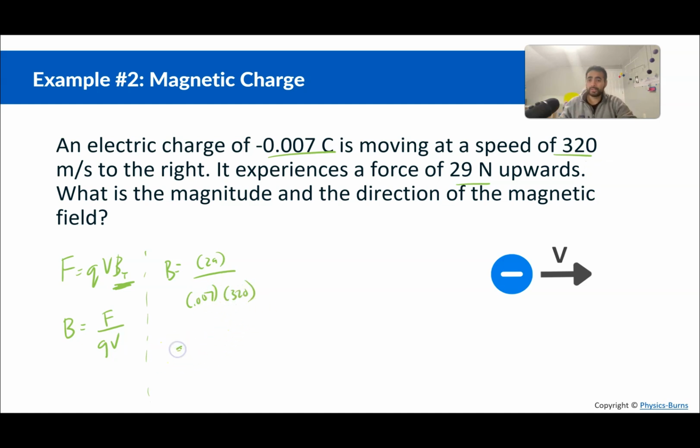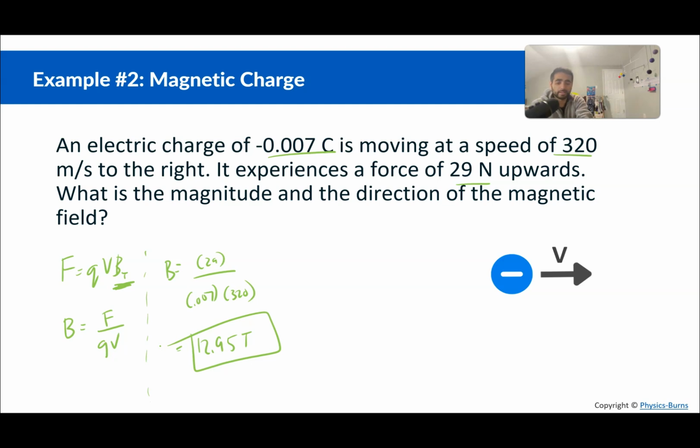Okay, so let's calculate this. 29 divided by 0.007 times 320, and we get around 12.95 Tesla. Okay, so now let's look at everything.